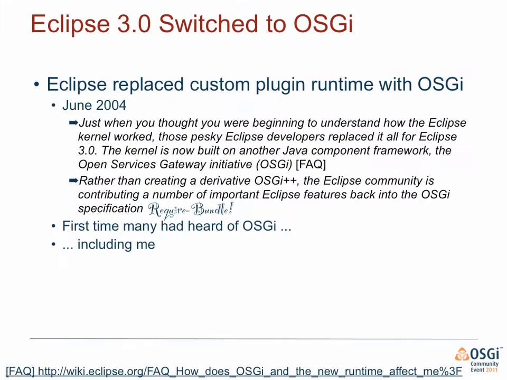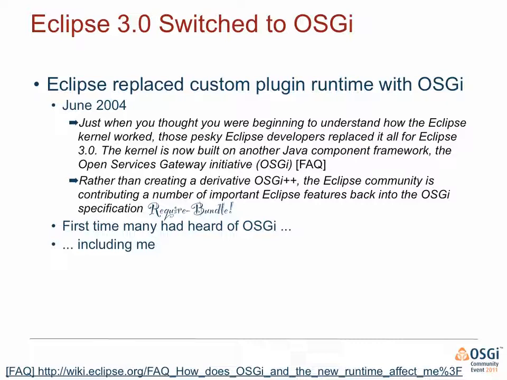The reason is that Eclipse 3.0 switched to an OSGi-based runtime. Prior to Eclipse 3.0, there was a plugin model that allowed you to consume plugins, but it wasn't very dynamic, and it was something that the Eclipse maintainers at the time didn't want to have to maintain going forwards. And so in June 2004, just when you thought you were beginning to understand how it worked, it got replaced with the Open Services Gateway Initiative, OSGi.